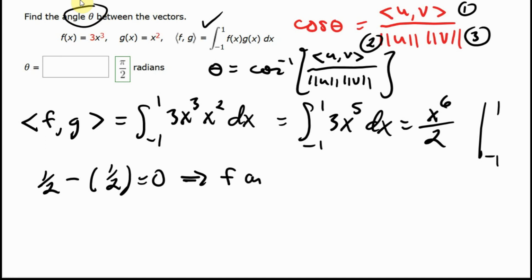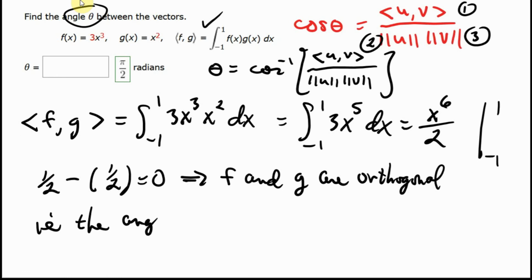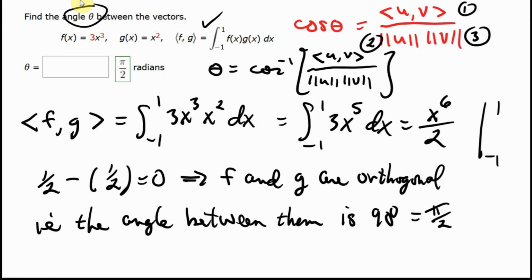We said that when the inner product is 0, that implies that the vectors, the functions, are orthogonal. So f and g are orthogonal. That is, the angle between them is 90 degrees, or pi over 2 radians, right?